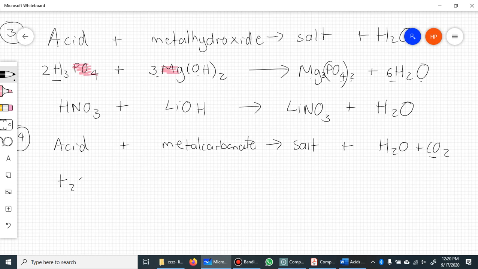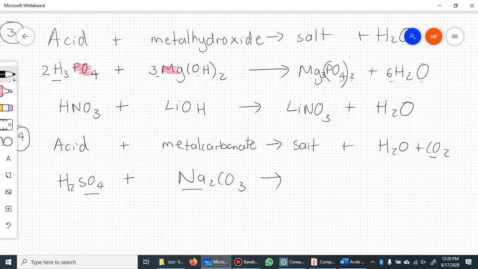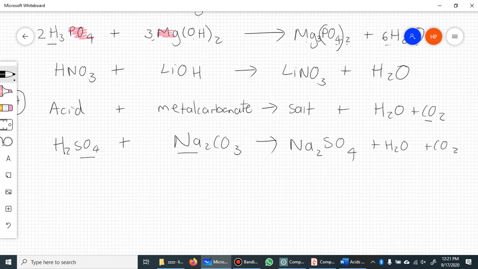Okay, so let's take sulfuric acid plus a metal carbonate. So let's do sodium carbonate. Then if I make my salt, it'll be my metal and the negative part of my acid. Okay, sulfate is -2, sodium is +1, so it becomes Na2SO4 plus water plus CO2. Okay, checking the balancing. I think this one might just be balanced. Yes, it does look balanced.